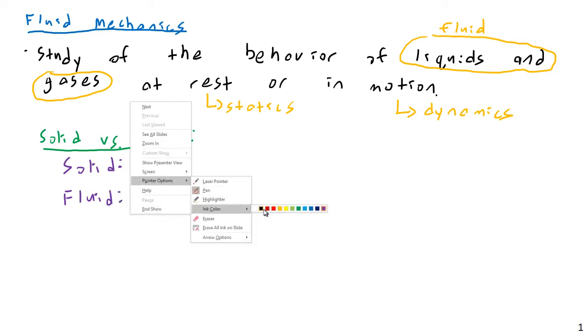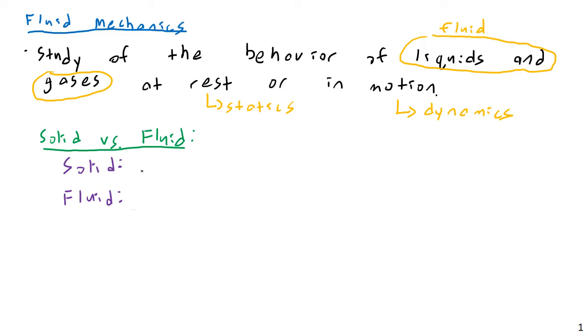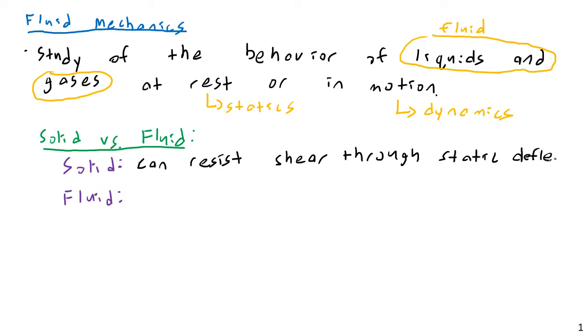And I want to define a solid in engineering terms, in particular stress and strain. I want to define a solid as something that can resist shear through static deflection. In other words, it has an internal capability to resist shear forces.